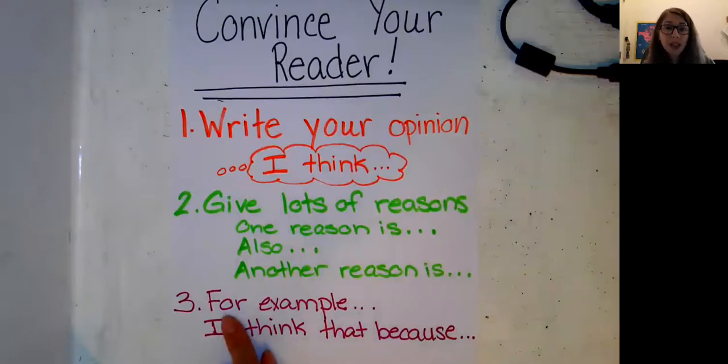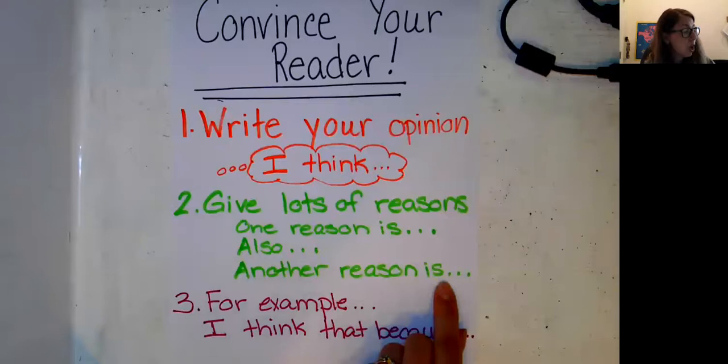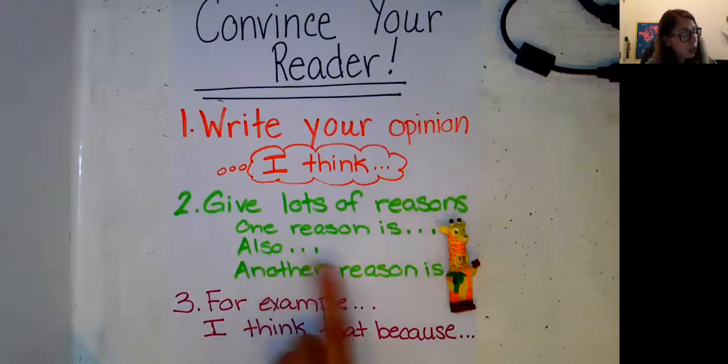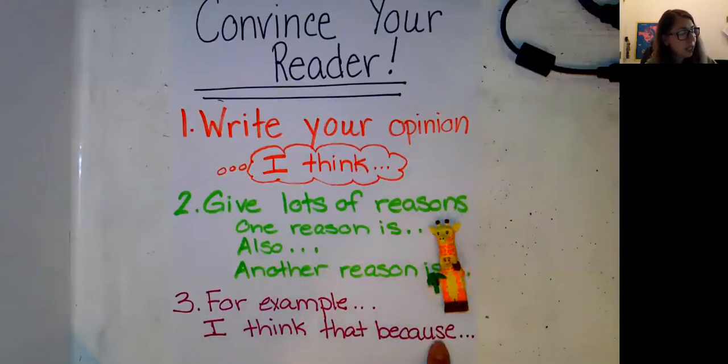I can also keep adding things to my story about the giraffe. I can use words like, for example. I might say another reason he is best is because he has bright colors. For example, he has yellow on his body and orange spots. I think that because is another sentence I can use. If I'm talking about my giraffe, I might say, I think that my giraffe is best because he has two faces and a hood that can come off and is fun to play with.